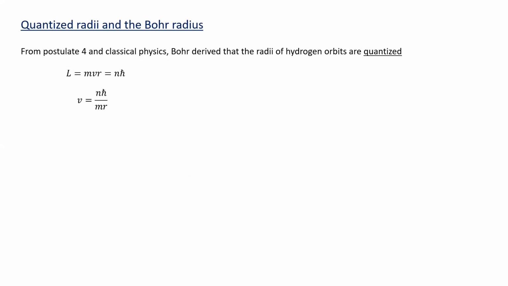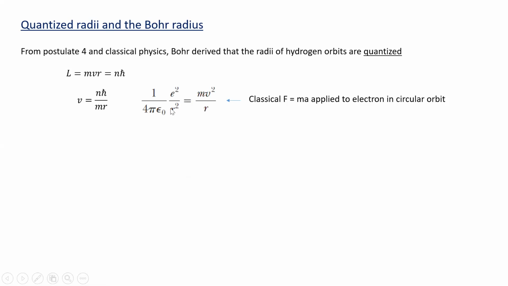So how did he do this? Well, he solved for the velocity of the nth stationary state. He solved this equation for velocity, so it would be n h bar over m r. And then he noted that within that stationary state, classical laws would hold, and this is a form of F equals m a applied to an electron in a circular orbit, because this is Coulomb's force, e squared over 4 pi epsilon naught r squared.